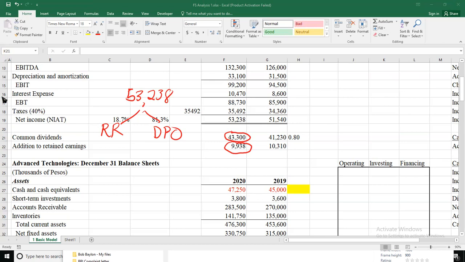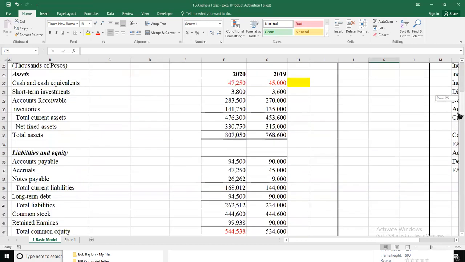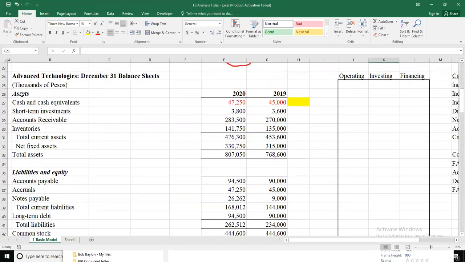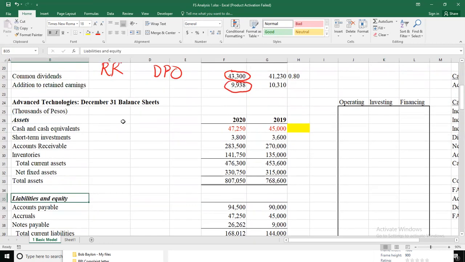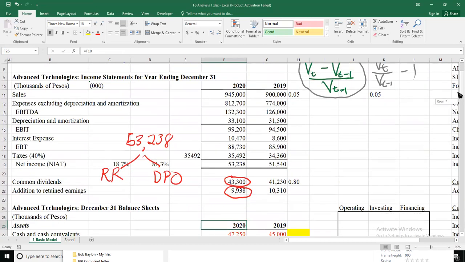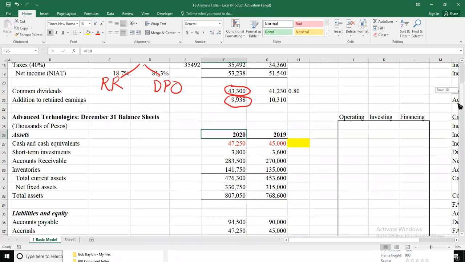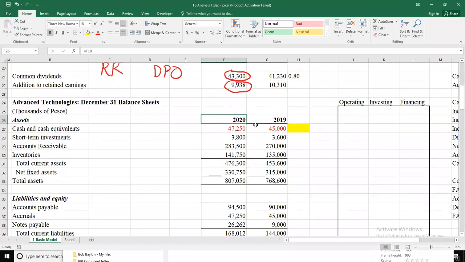Okay, so we now go to the balance sheet, the statement of financial position, statement of financial standing. So we can see here that these are the assets, liabilities, and equity. And you have here, as of December 31. Tingnan nyo, walang nakalagay na for the year ending. Nakalagay lang yung date. Dito nakalagay for the year ending. Dito, yung date lang, December 31. So this is at a specific point in time.